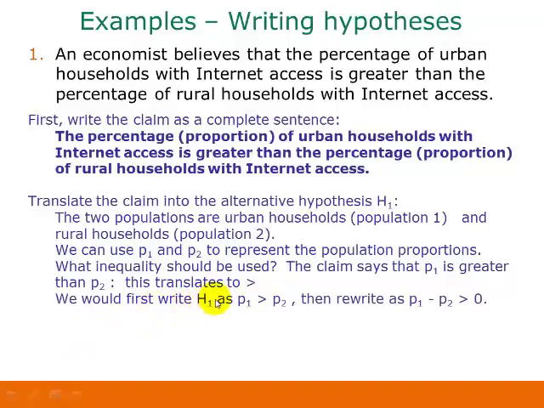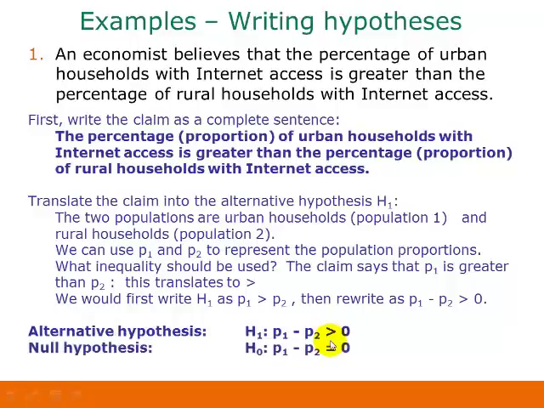Okay, so we would first write our alternative hypothesis as p1 is greater than p2. And then we're going to rewrite it by subtracting the p2 from each side so that we get p1 minus p2 is greater than 0. So there is our alternative hypothesis. Then our null hypothesis is just going to be this same thing with the inequality replaced with an equal sign. So it's going to look like this.